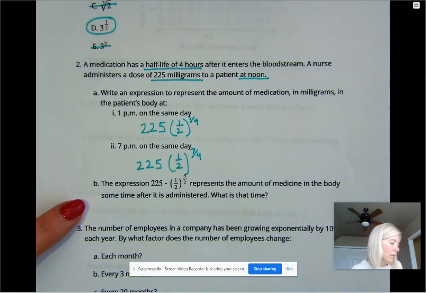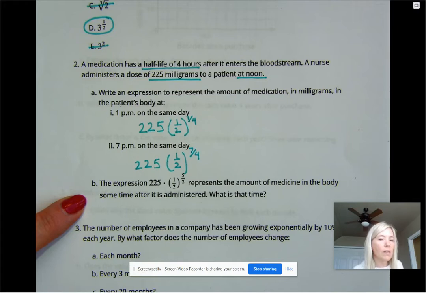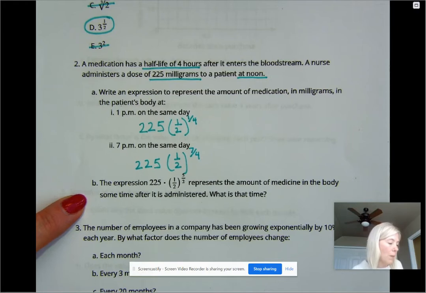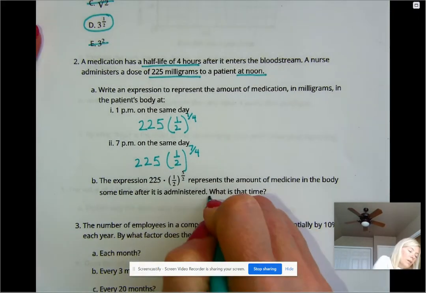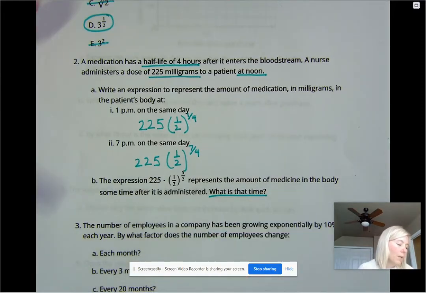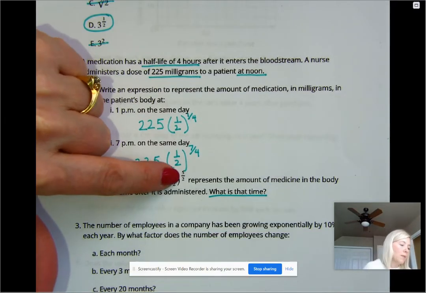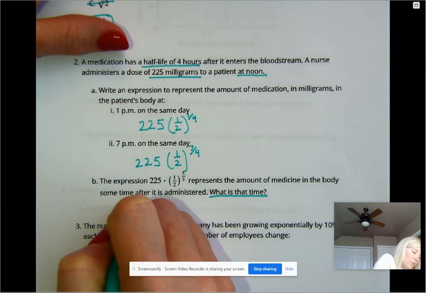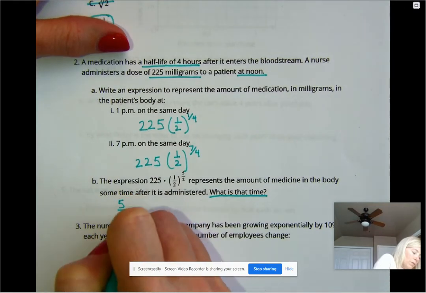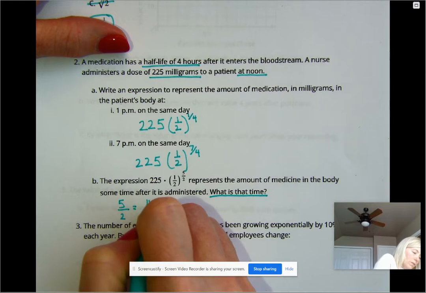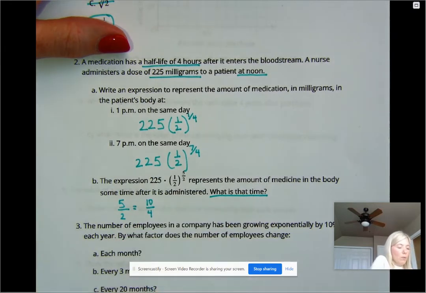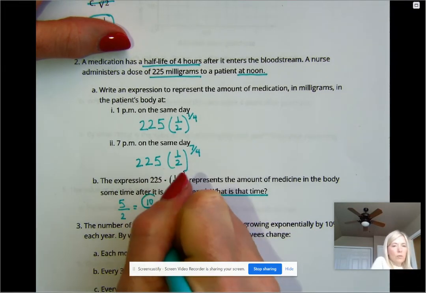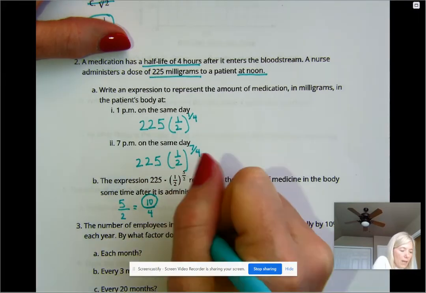Next, the expression 225 times 1 half to the 5 halves represents the amount of medicine in the body sometime after it is administered. What is that time? Okay, and so I'm going to say, well, 5 halves would be the same thing as 10/4, right? And so it would be 10 hours after noon, which is 10 p.m.